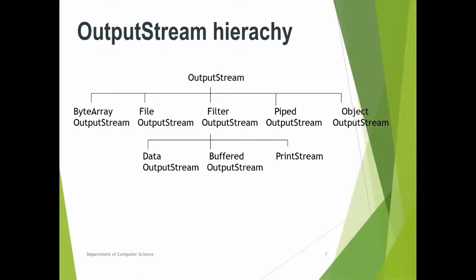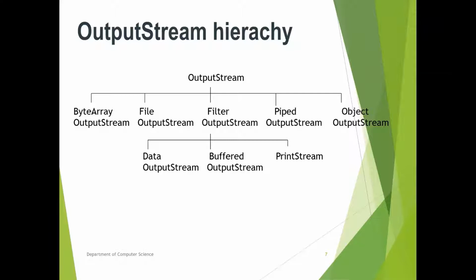Again, this has five classes. The output stream class is abstract in nature, so it is inherited by five classes. The first is the byte array output stream, file output stream, and filter output stream class. And again, filter output stream is divided into data output stream, buffered output stream, and print stream.